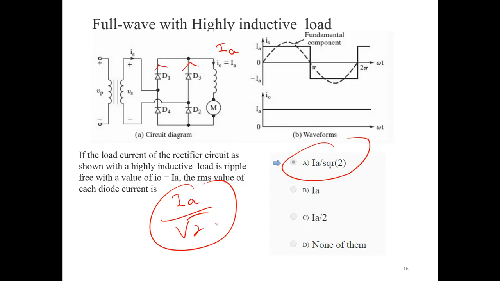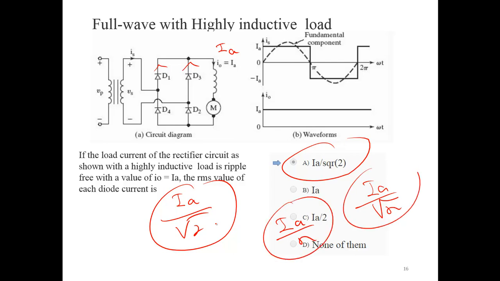If a current is shared by n number of devices, and the total average current is IA, shared by n devices, it will be IA divided by n. If the RMS value is IA, shared by n devices, it will be IA divided by square root of n. This is for average, and this is for RMS. Since there will be 2 devices, there will be a square root of 2.